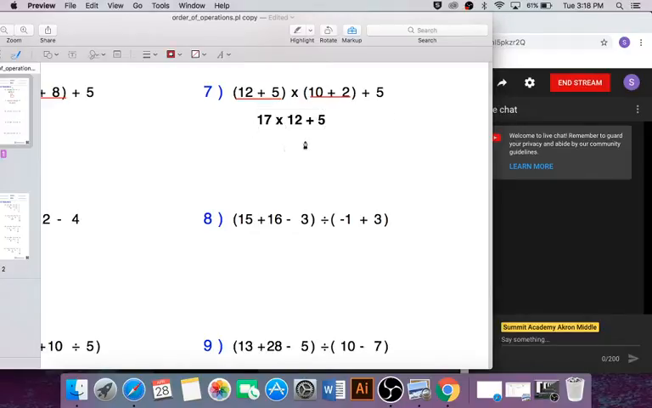Now we're left with multiplication and addition. So we're going to do multiplication first. So we have 17 times 12, which is 204, and we're going to bring down our plus 5. And 204 plus 5 is 209.